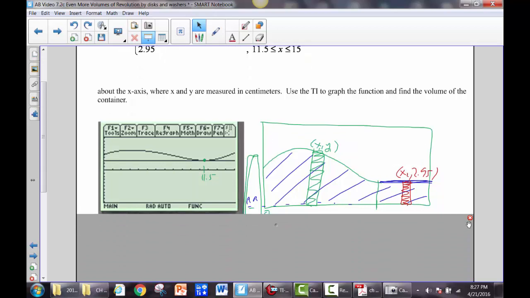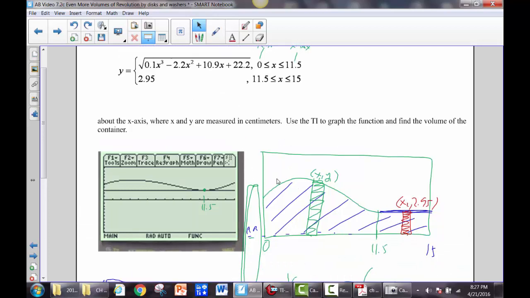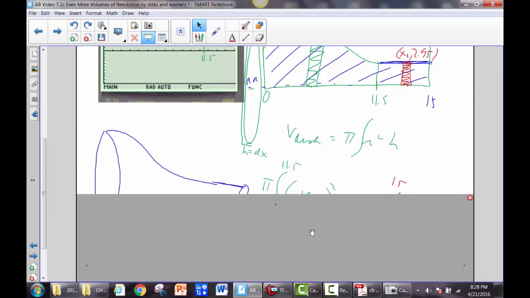So what happens is I have two different functions in effect, because I have a piecewise function. I have the green portion of it, which is the top part, and then I have this horizontal line, y equals 2.95. Here it's totally flat. I can do an integral, but really it's just a rectangle. However, this part is not. This rectangle, when you revolve it, will give a cylinder. But anyway, axis of rotation x-axis, perpendicular, it's going to be a disk.